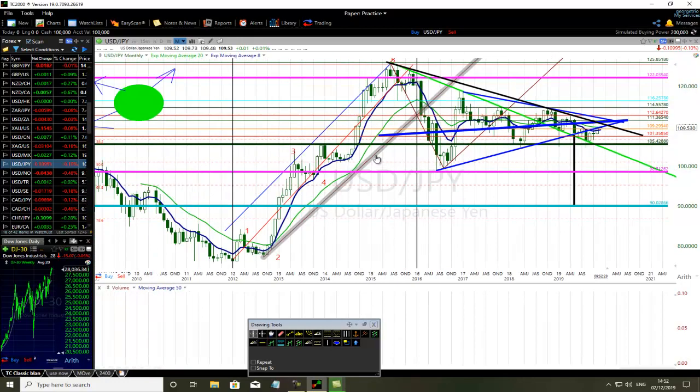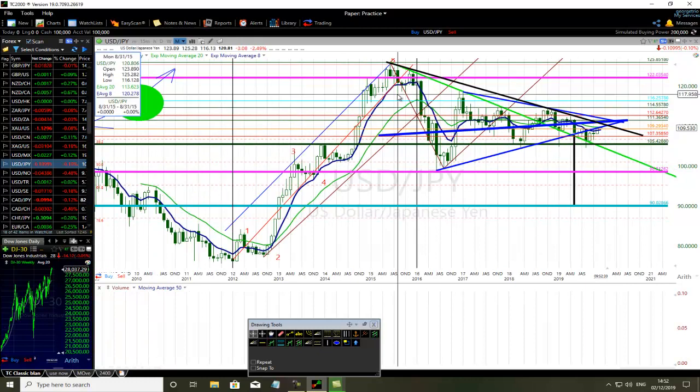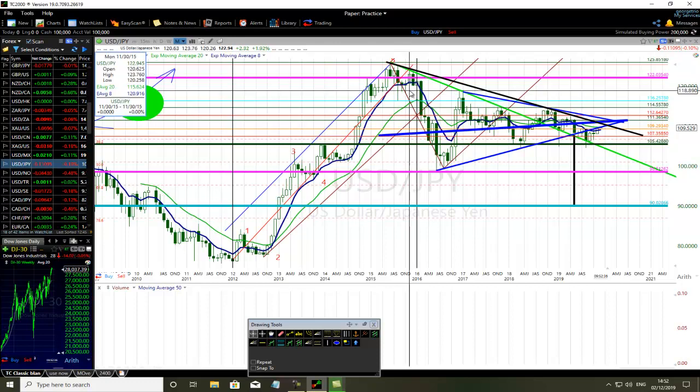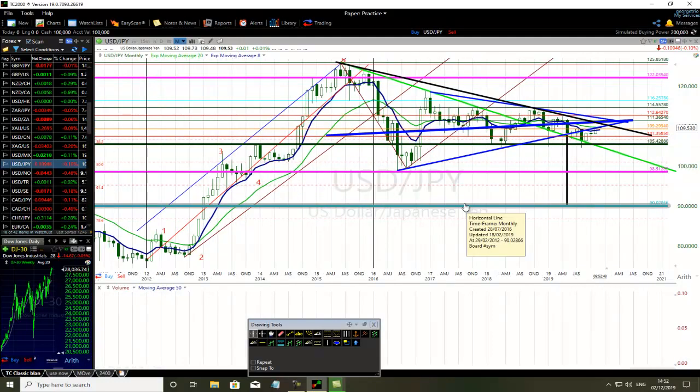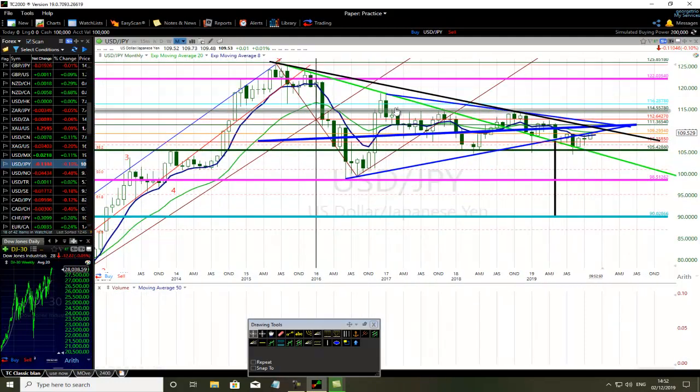The next trend line that traders must draw is to connect the high of August 2015 to the high of November 2015. That will allow you to draw the black trend line on your chart. Very, very important.